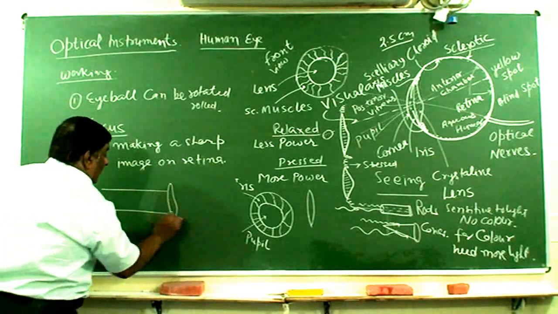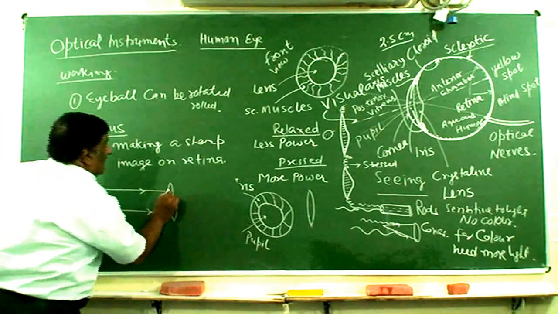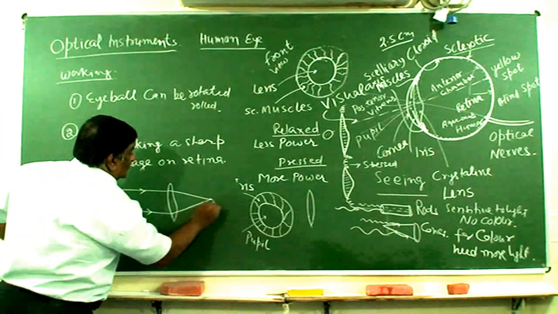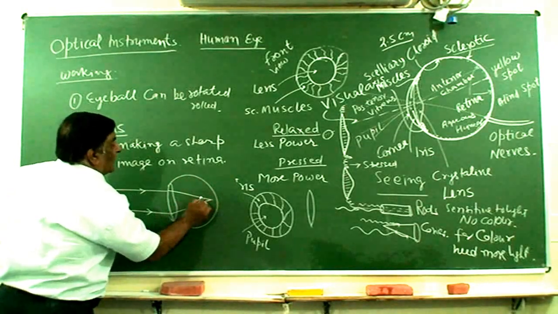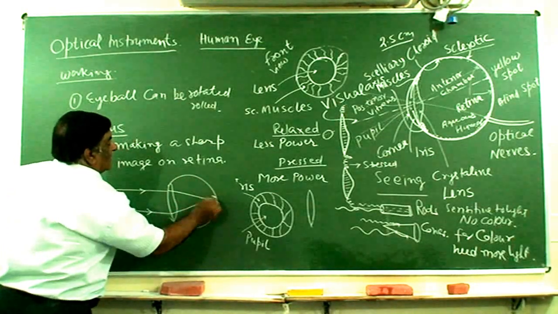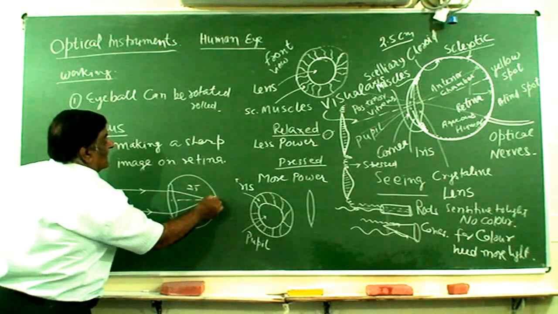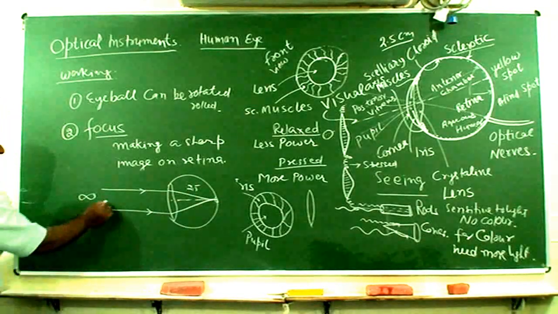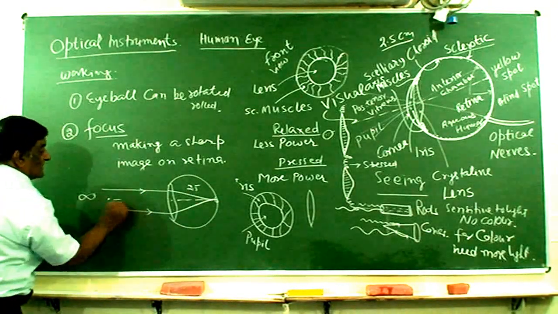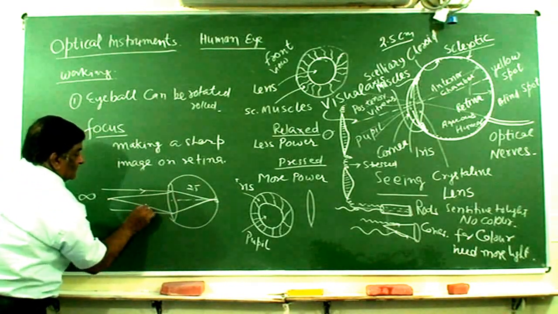The rays coming are parallel from infinity, and they will meet at focus. The focus of this lens is at 2.5 centimeter, and it is sharply on the retina. Now if our object is here, now these rays are this way.